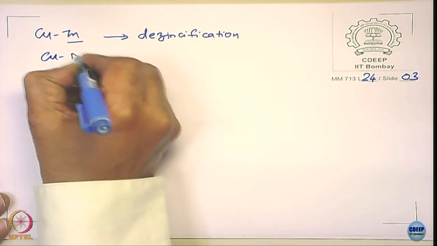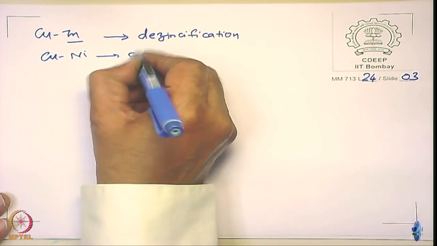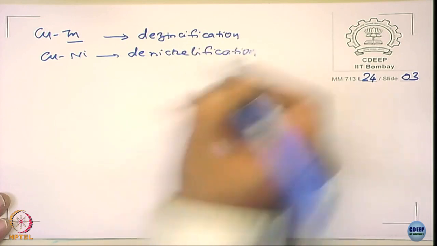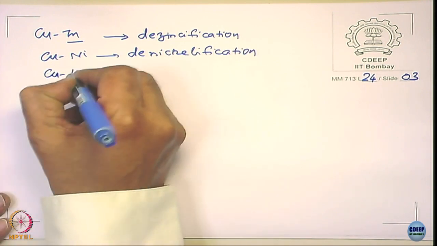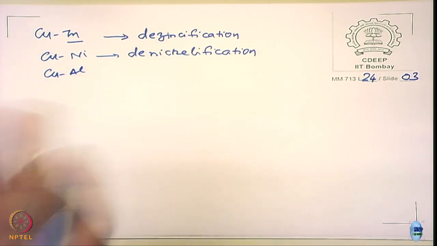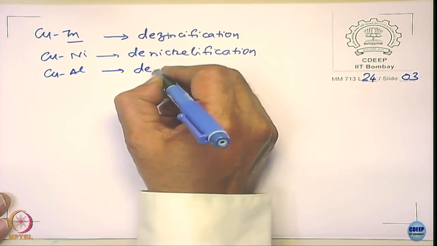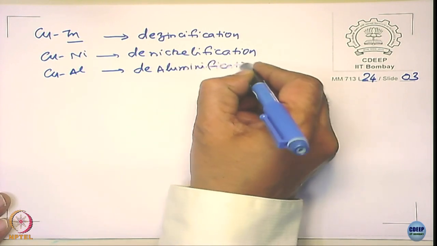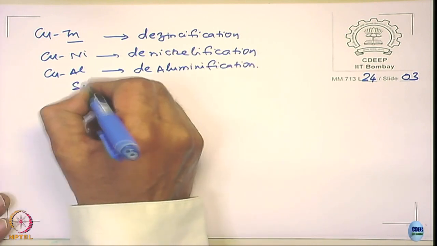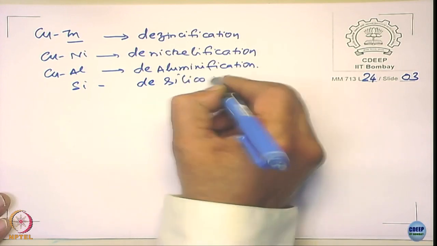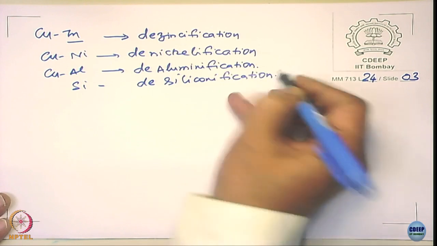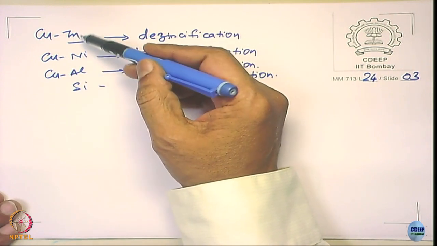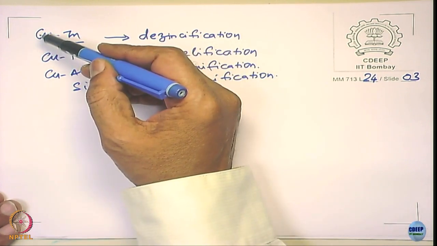In the case of copper nickel, we call it de-nickelification. You may have something similar for copper aluminum, and aluminum can be with even other alloying elements. We call it de-alumification. Suppose you have silicon, we call it similarly, and so on and so forth. These elements are selectively dissolved because they are relatively anodic compared to the other element.